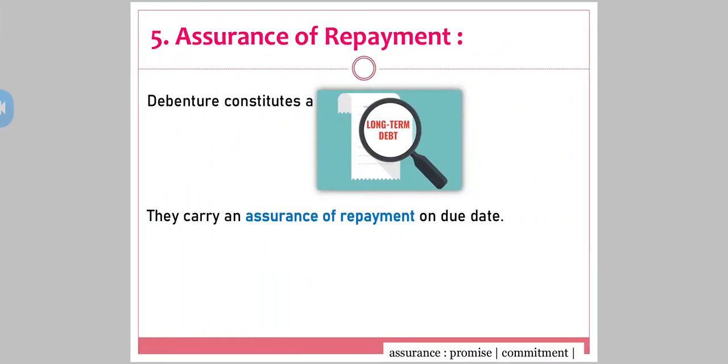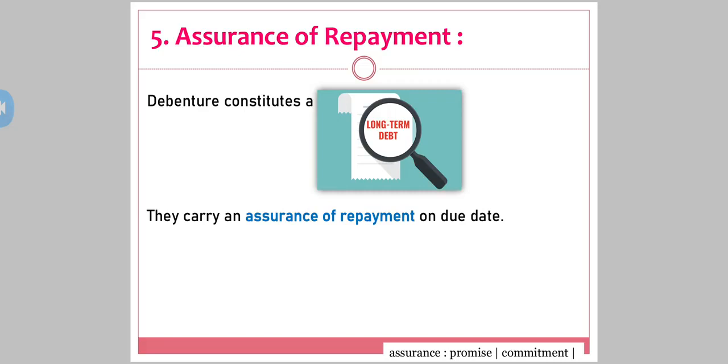The fifth point is assurance of repayment. Assurance means it's a promise, it's a trust, it's a commitment. Now, promise of what? Assurance of repayment. Debentures constitute a long-term debt. A long-term debt can be issued for 5 years, 10 years. They carry an assurance of repayment on the due date. Why are we focusing on the word assurance?